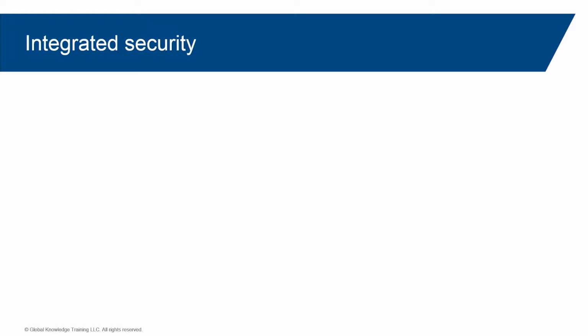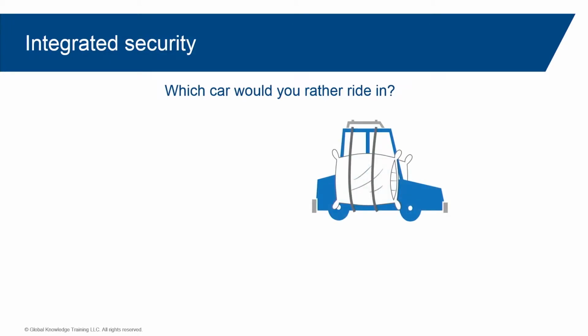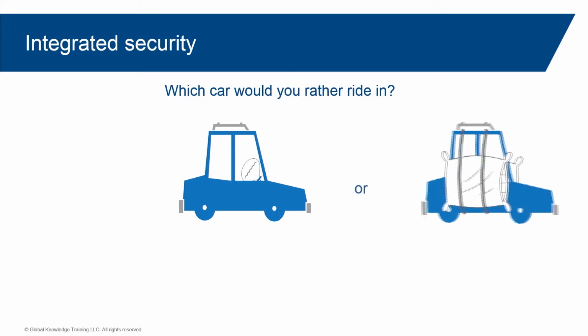So let me give you an analogy to help make it a little more clear. Imagine that you have a car, kind of an old model car, and it looks something like this. The security in this particular system was strapped onto the car as an afterthought. Now, a more modern car with integrated security would look like this.